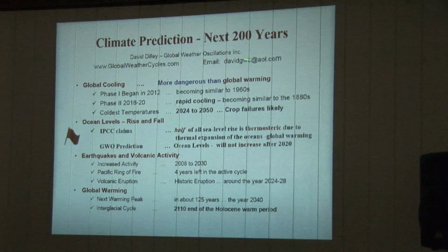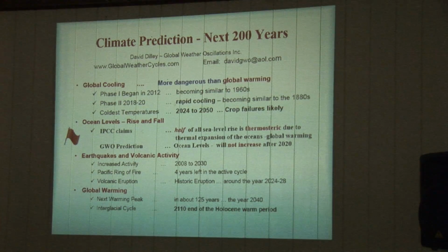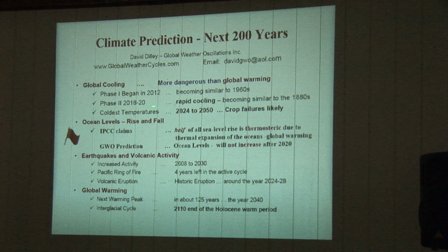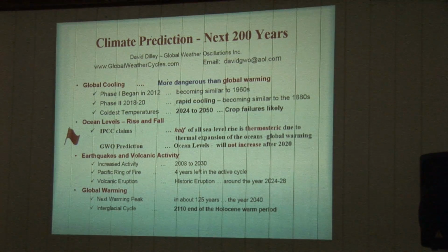This is my summary, last slide. Climate prediction, next 100, 200 years. Phase 1, beginning right now. We're going to be going into weather similar to the 1960s. Very, very soon. Phase 2 will be about year 2018 to 2020. Rapid cooling again, coming similar to about the 1880s.